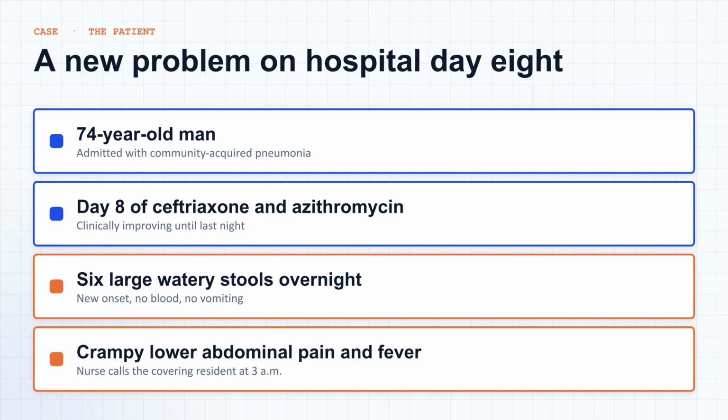None of that is subtle, but hold on to the framing. New unexplained watery diarrhea in a hospitalized patient on antibiotics is C. difficile until you prove otherwise. That one sentence drives everything we do next. Keep 2 questions in your head as we go. Does this patient actually have the disease? And how sick is he? Those 2 questions organize the entire workup.